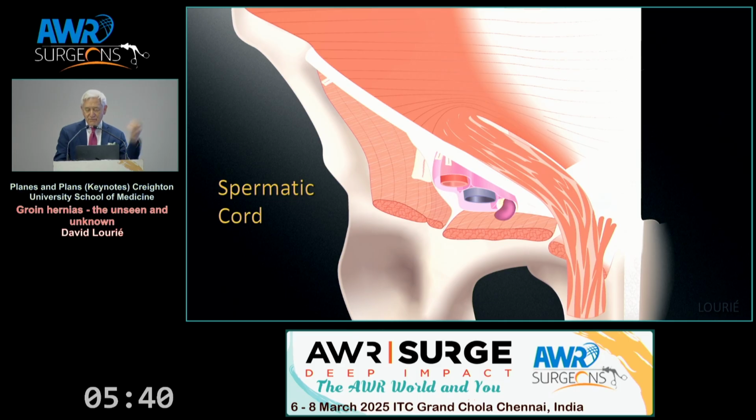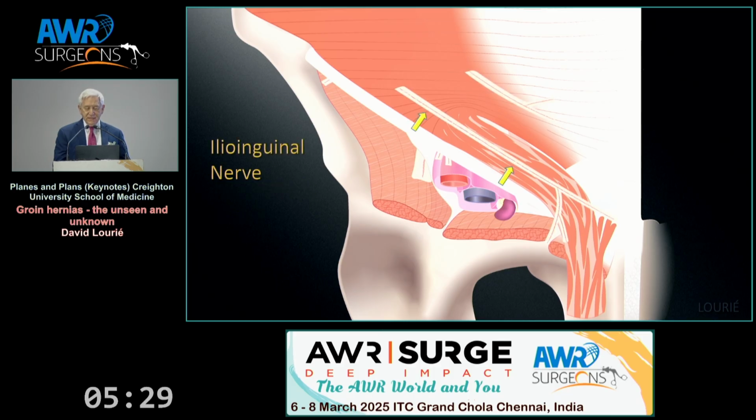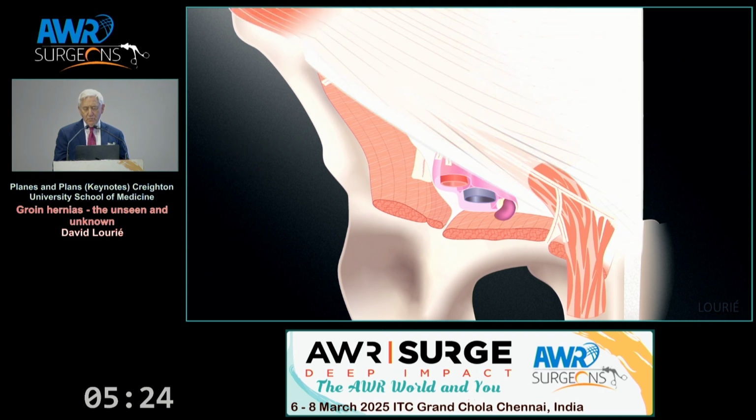If we cover everything up and give ourselves an intact cremasteric tube, it and its contents we call in a male the spermatic cord, of course. We know that on top of that runs the ilioinguinal nerve. Let's add on our external oblique layer.